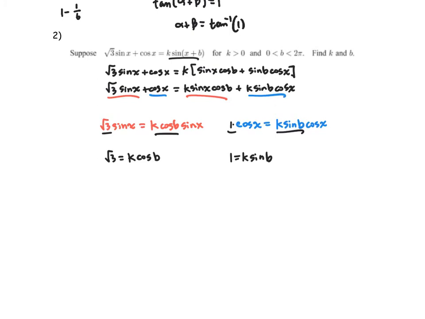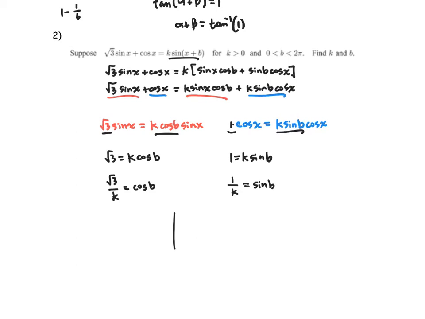Now, let me go back for a second. I can equate these terms because I've got a sine x here and a sine x here. So if these two expressions are equal, then this term must equal this term, and this must equal this. I can equate them because of what they have in common. All right, so let's continue. If I were to solve for cosine of b, I'd have square root of 3 over k is equal to cosine of b, and 1 over k is equal to sine of b. So b is just an angle, and it looks like it's between 0 and 2 pi.